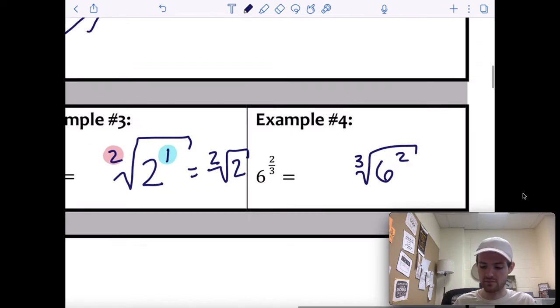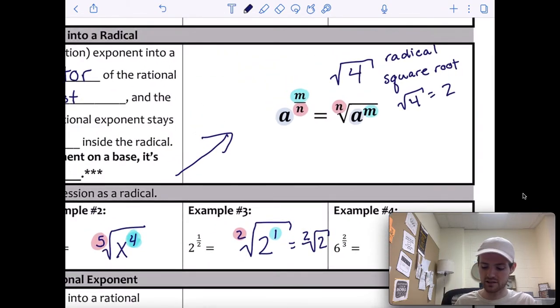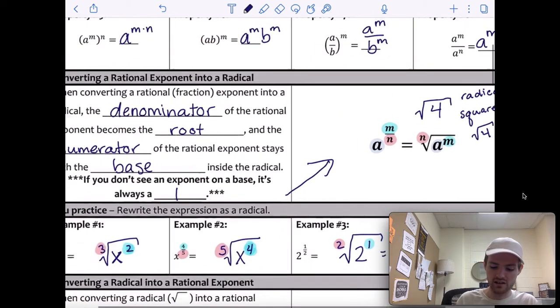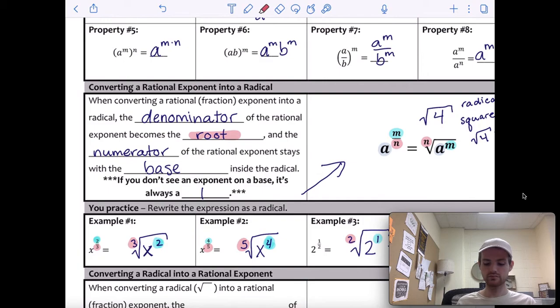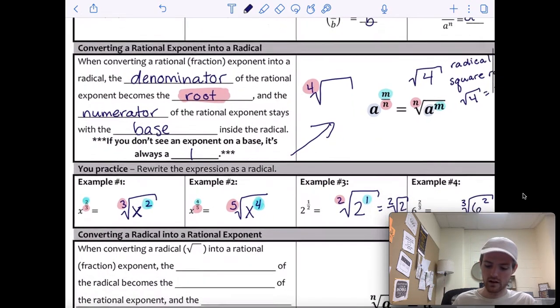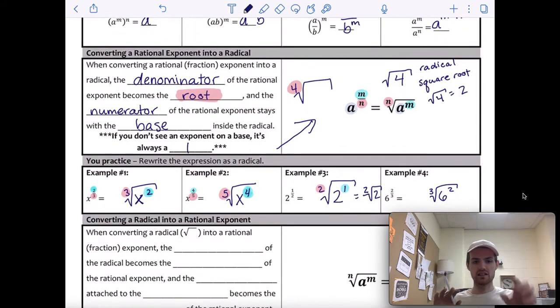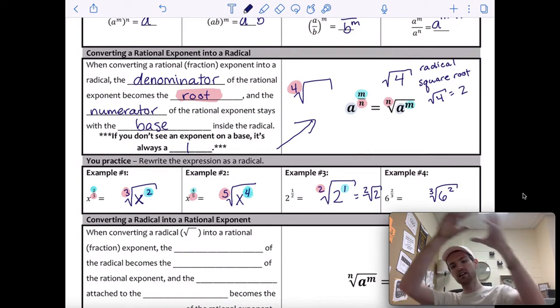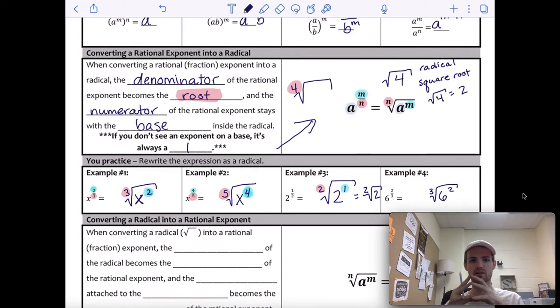We call this, so here I should probably explain. When I talked about this word, the root is the number outside of the radical. So if this was a root 4, we call that special number the root number. So we've just learned how to take an exponent with a fraction and turn it into a radical. Now let's do the opposite way.